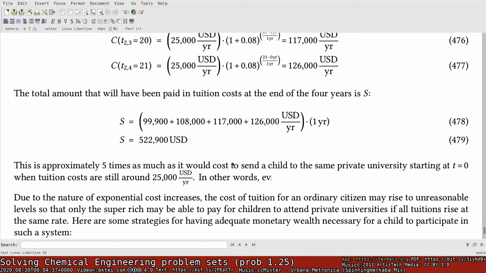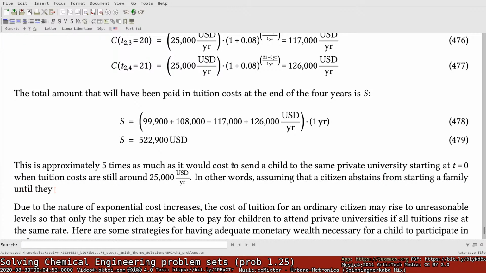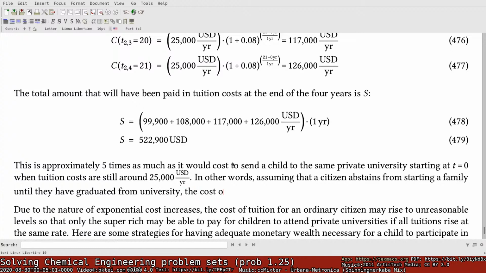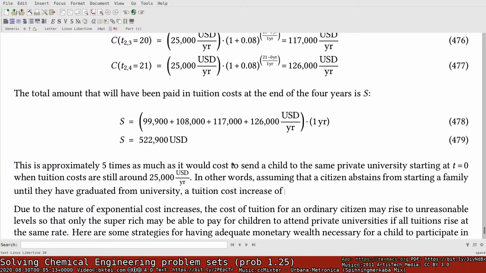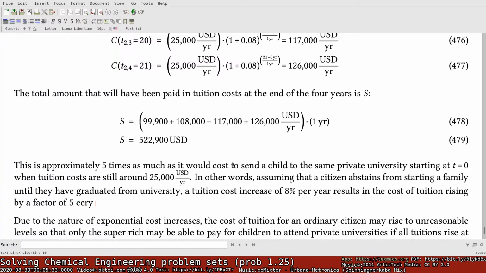In other words, every generation, assuming that a citizen abstains from starting a family until they have graduated from university, a tuition cost increase of 8% per year results in the cost of tuition rising by a factor of 5 every generation.